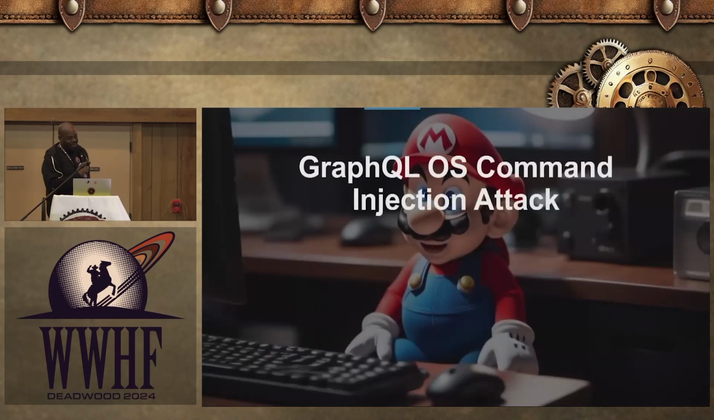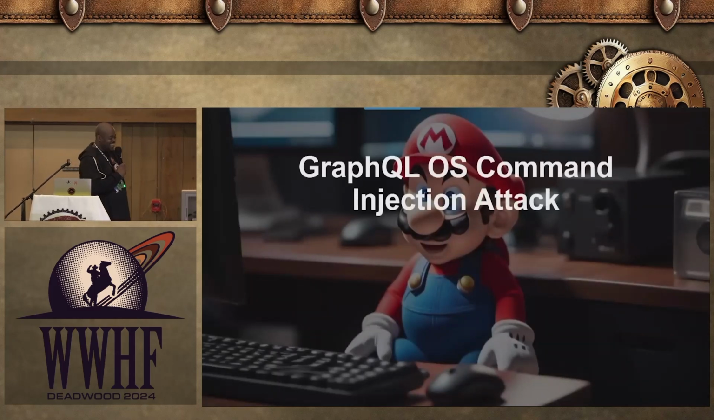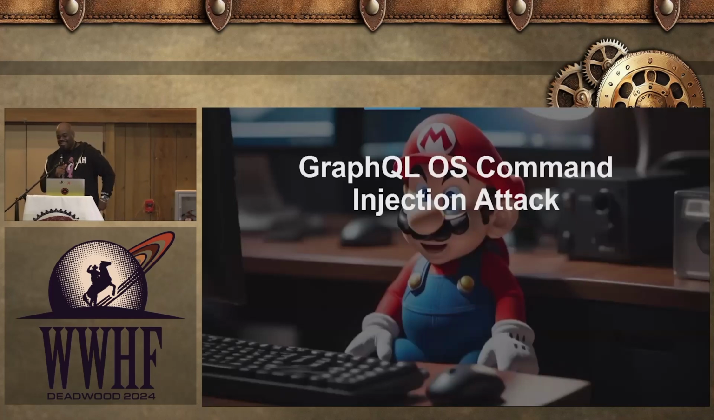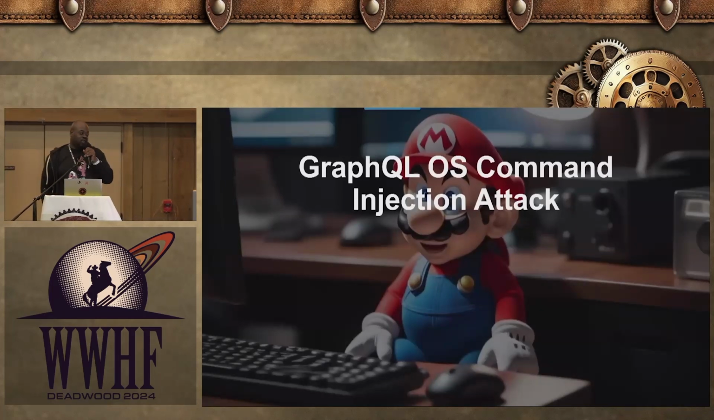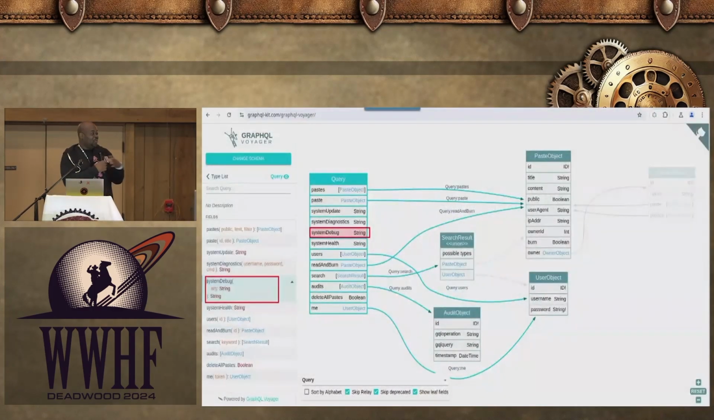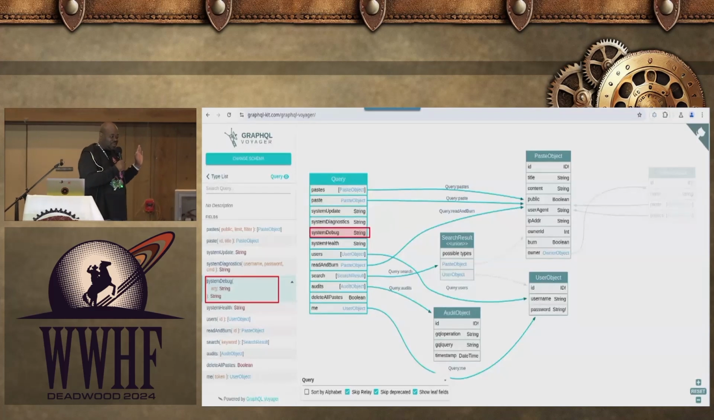Now, my favorite, I like this. This makes me smile when I see this. OS command injection attacks through GraphQL, by the way. Now, the cool part about this, again, we go back to our bloodhound. Well, I'll call it our graphhound in this case, right?